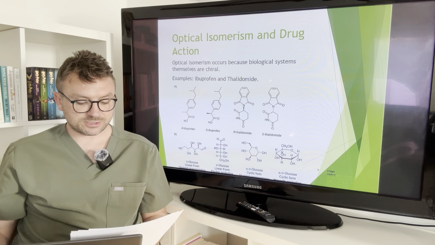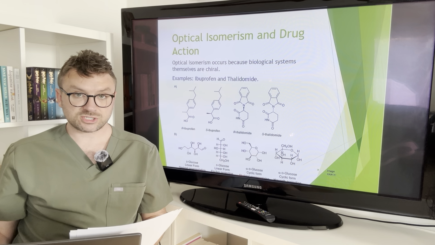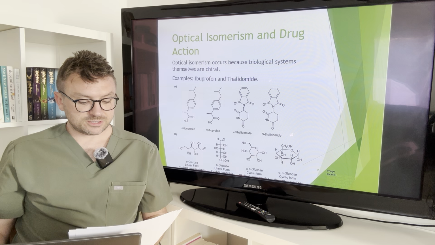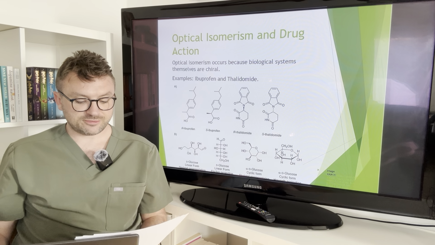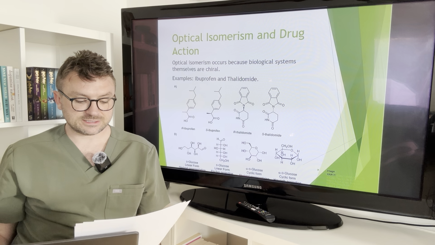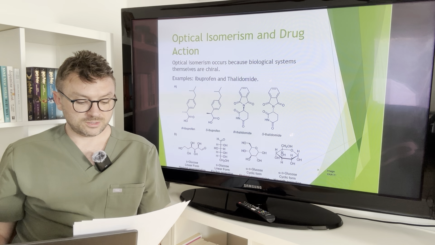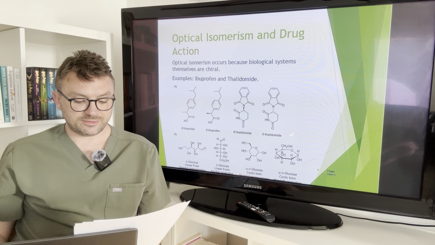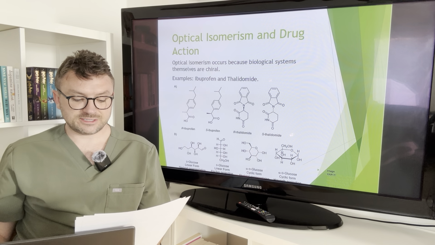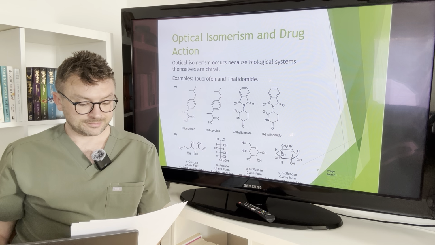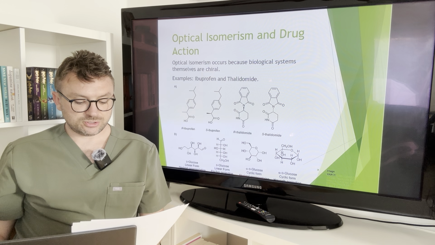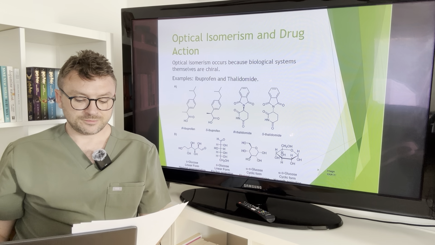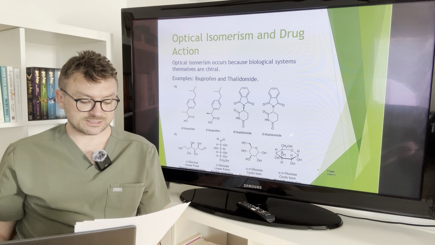Optical isomerism occurs because biological systems are themselves chiral. Receptors, enzymes, and proteins can distinguish between different enantiomers. Consequently, one enantiomer may be highly beneficial while the other may be less active or even harmful. One example is ibuprofen, where one enantiomer provides significant therapeutic activity. An even more important example is thalidomide. One enantiomer produced useful therapeutic effects, whereas the other was associated with severe birth defects.